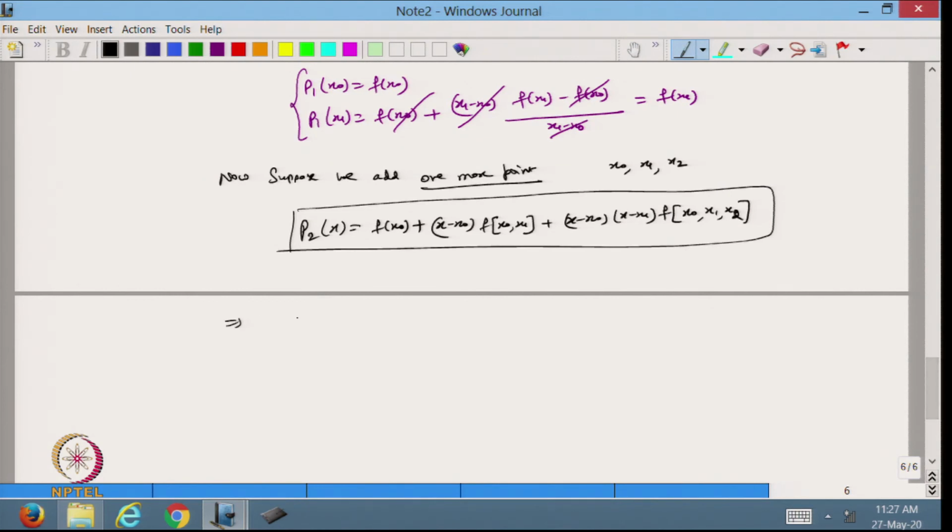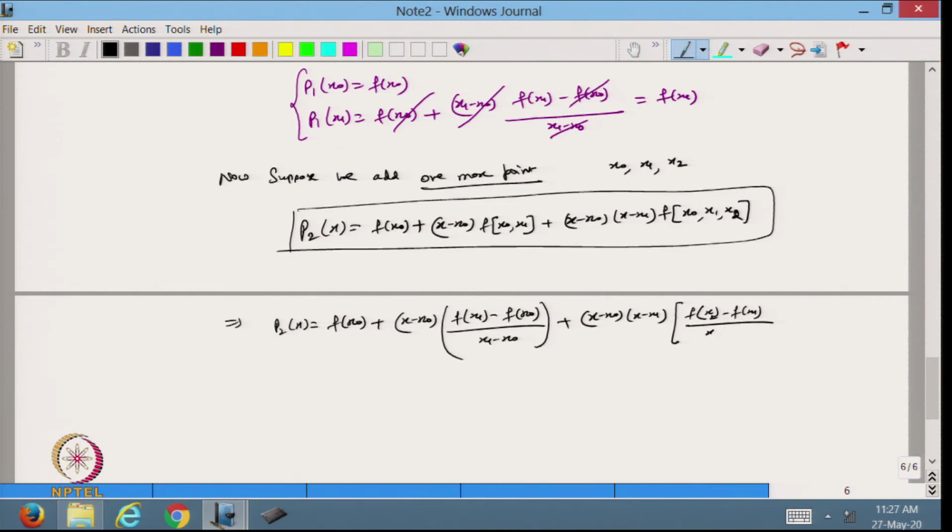So, from here I can verify that my p2(x) will be f(x0) plus (x minus x0) times (f(x1) minus f(x0)) divided by (x1 minus x0), plus (x minus x0)(x minus x1), and then I can write from here the first divided difference: (f(x2) minus f(x1)) divided by (x2 minus x1) minus (f(x1) minus f(x0)) divided by (x1 minus x0), and then this is divided by (x2 minus x0).